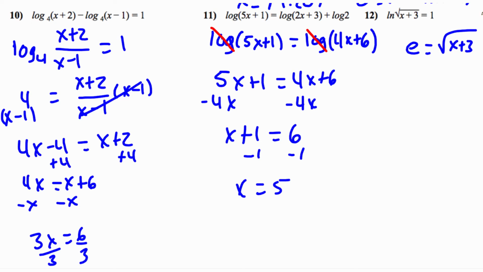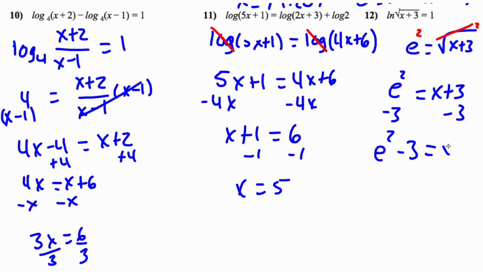And then in order to get rid of this square root, I'm going to square both sides. So the square root and that squared cancel out. On the left-hand side, now we have e squared equals x plus 3. In order to get x all by itself, we're going to subtract that 3 over to the left-hand side, so we get e squared minus 3 equals x. And then if we type this into our calculator, going 3 decimals, I've got 4.389 as the answer for that one.